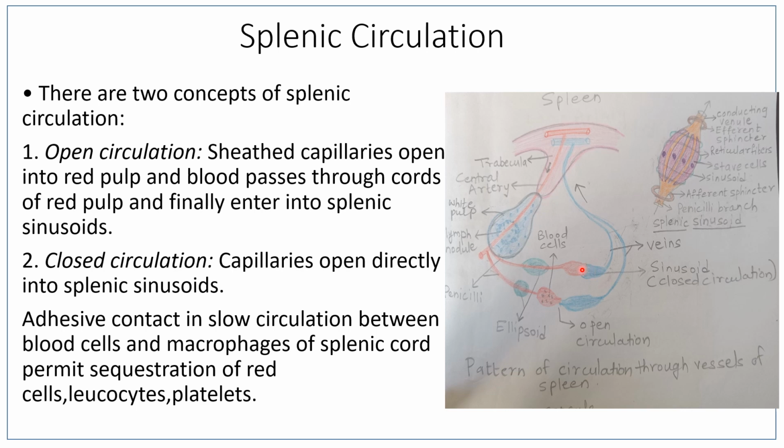So what is the difference between these two circulations? In open circulation, the capillaries will open in red pulp, and then the blood will pass in the splenic sinusoids. Whereas in closed circulation, the blood will pass from capillaries directly into the sinusoids.